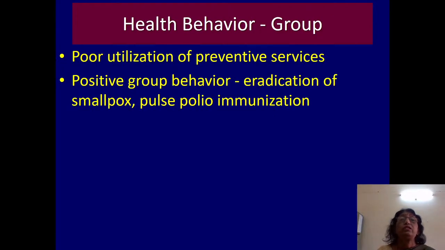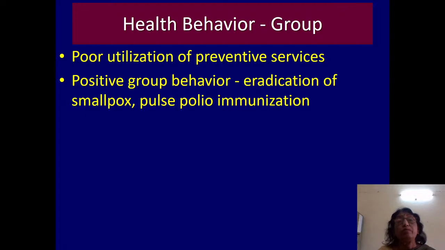So poor utilization of preventive services, for example, if we provide immunization services but the mother does not bring the child for immunization, then it is poor utilization of services. Preventive services are to prevent a disease, we vaccinate. Now what is the government doing? The Government of India is vaccinating the total population in our country. Why? To prevent COVID disease. So it is a preventive service.